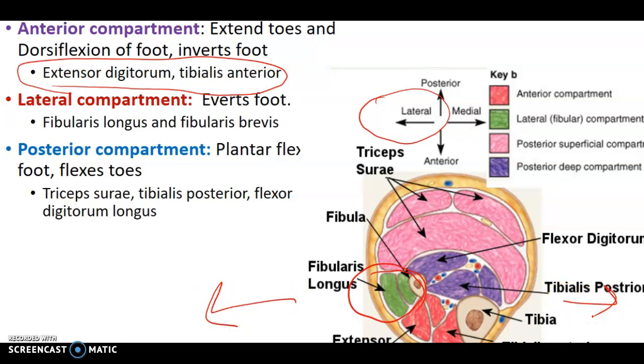And the superficial posterior compartment is going to be back here. That is going to plantar flex the foot. The deep will flex the toes.